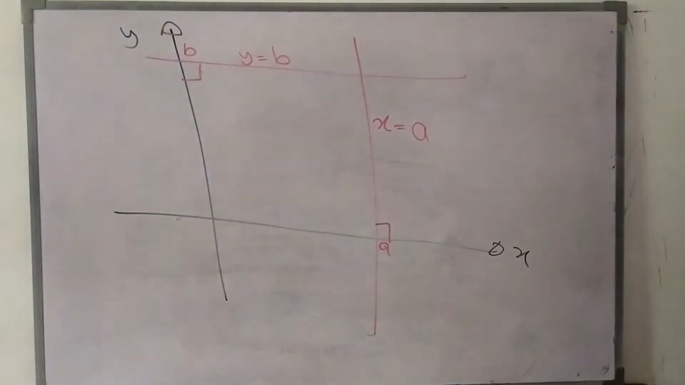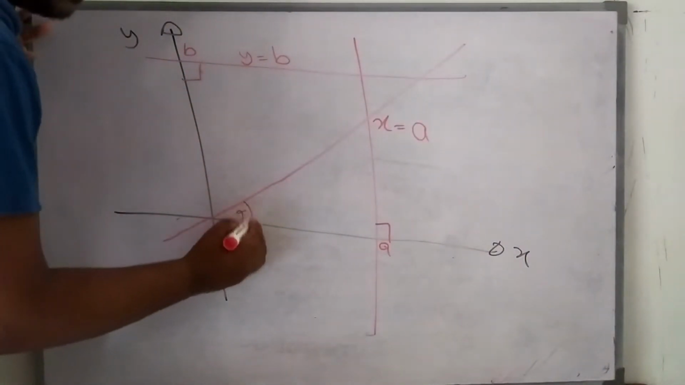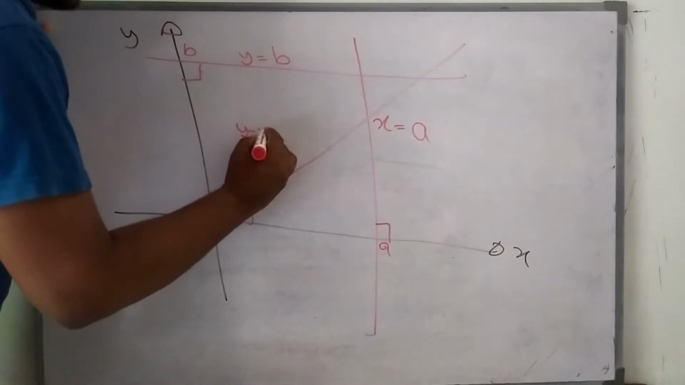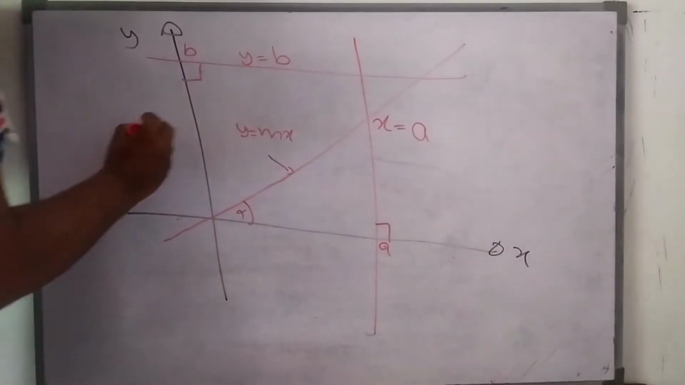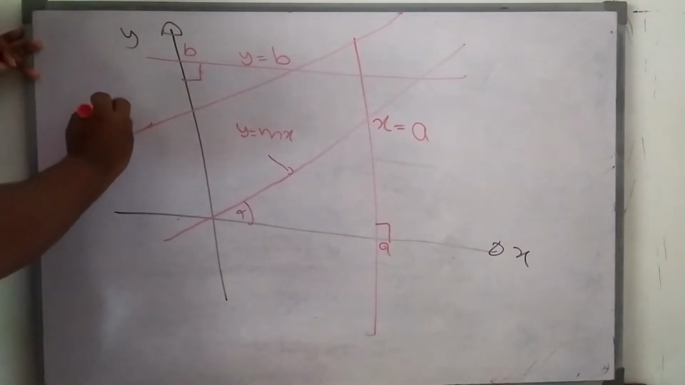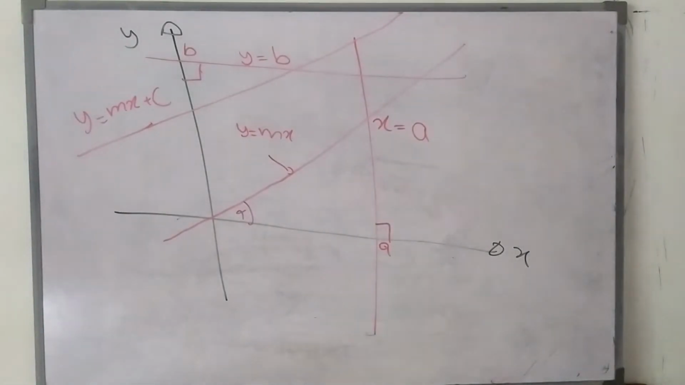The third type passes through the origin with some angle: y equal mx, where m means the gradient value, and the intercept is 0. The next type is y equal mx plus c, where m means the gradient and c means the intercept. I think you have done all this in the grade 11 syllabus. So y equal mx plus c is a very popular one. These are the types of straight lines.